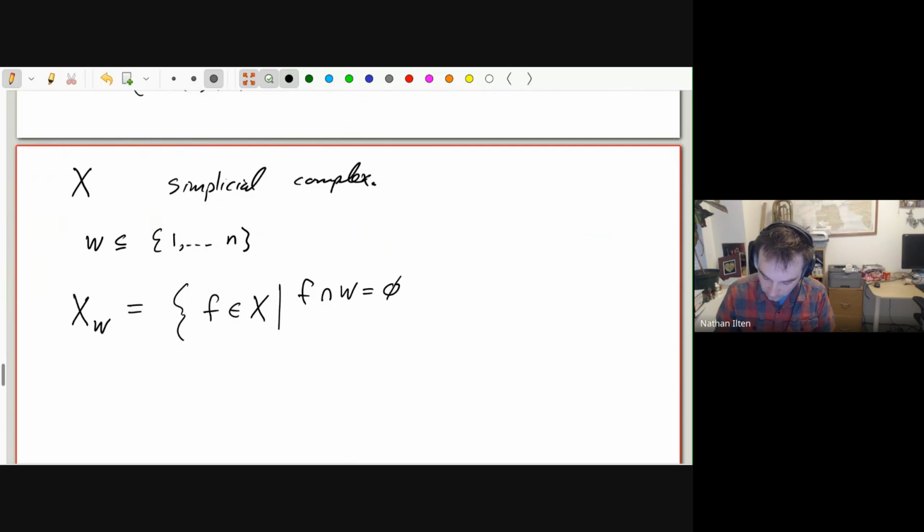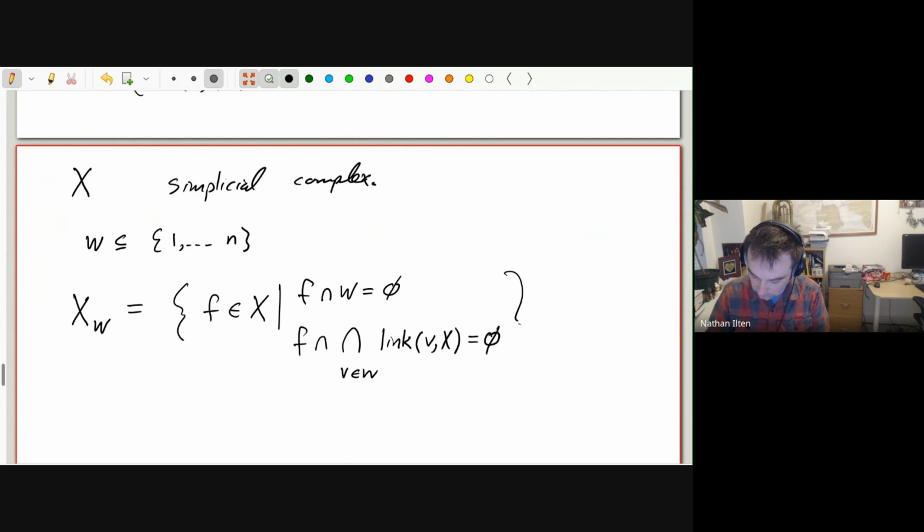And also, I want F to be disjoint from something else as well, namely, let's look at all vertices V that belong to the set W and take the intersection of the links of these vertices in X. Okay, I want F to be disjoint from this as well. Okay, so this is a lot to process. Let's look at an example.